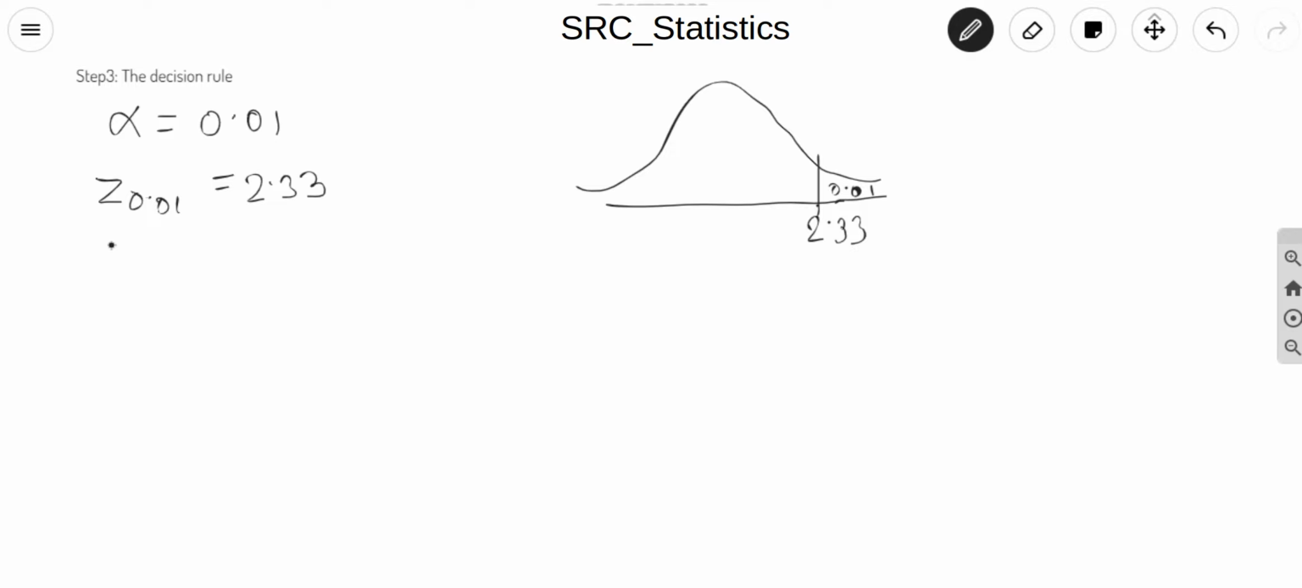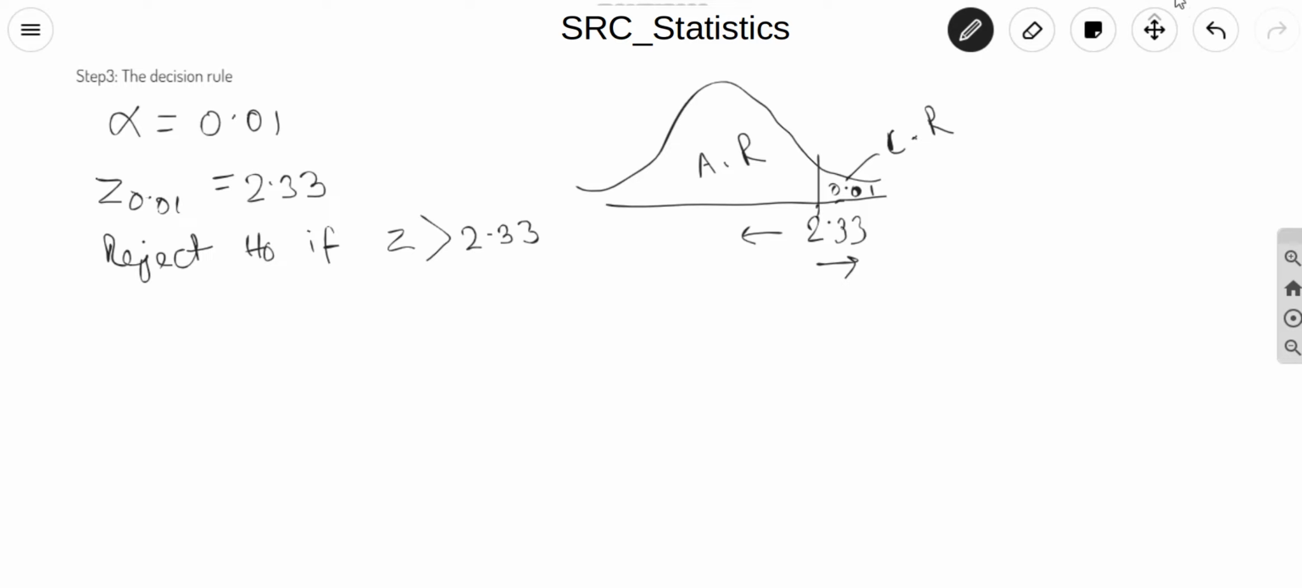So the decision rule will be reject the null hypothesis if z greater than 2.33. That means if the value of test statistic is greater than 2.33, we reject the null hypothesis. If it is less than 2.33, we fail to reject. So this region is called acceptance region, and this region is called critical region or rejection region.